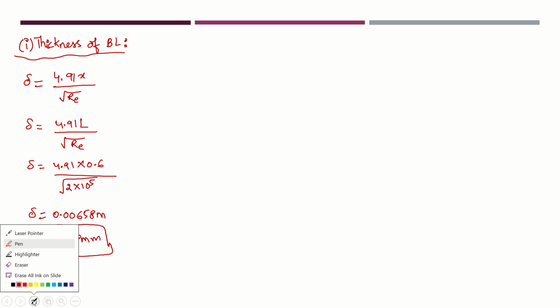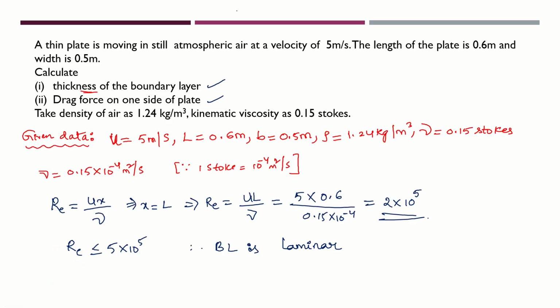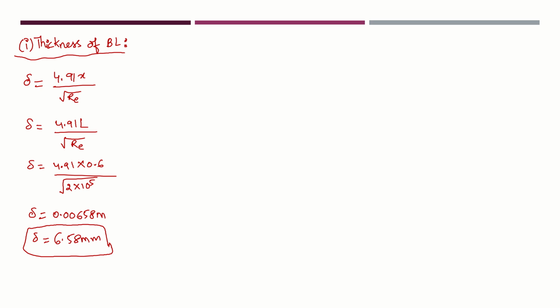So what is our next part of the question? It is calculating the value of drag force on one side of the plate. So let's calculate the drag force on one side of the plate. The drag force is given by Fd. Basically the formula for drag force is Fd is equal to Cd, that is the coefficient of drag, into half into rho into A into u square. This is the formula for drag force.